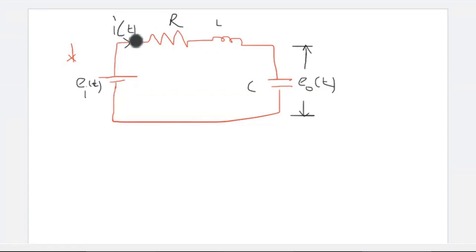Am I audible? Okay, this is your second network for finding the transfer function. Simple RLC network. Okay, this is about today's class.